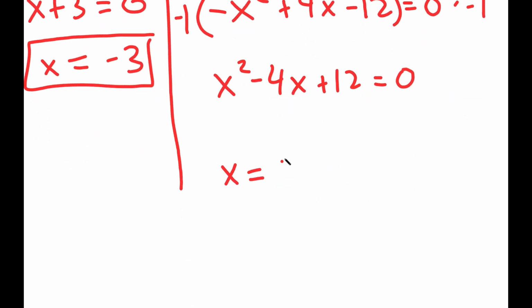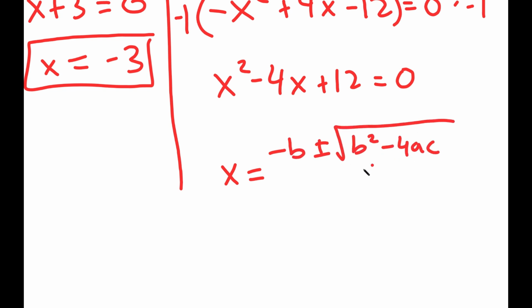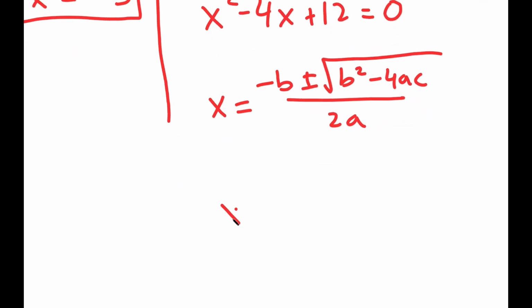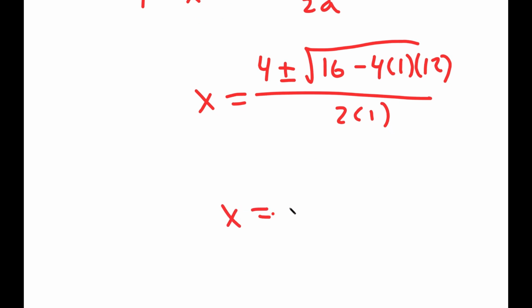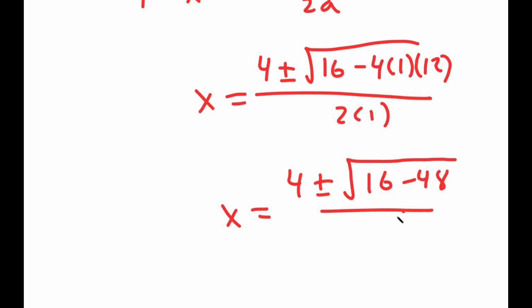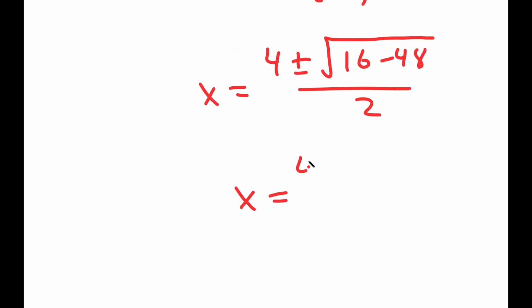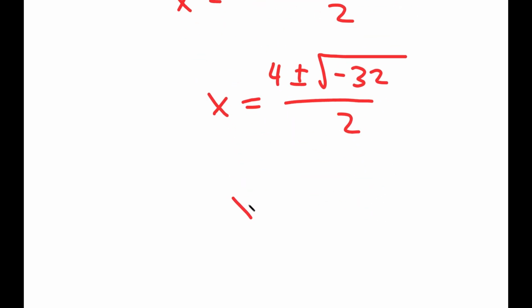Now to solve this, I'm going to use the quadratic formula, which is negative b plus or minus the square root of b squared minus 4ac all over 2a. So this turns into 4 plus or minus the square root of 16 minus 4 times 1 times 12 all over 2 times 1, which is equal to 4 plus or minus the square root of 16 minus 48 over 2, which is equal to 4 plus or minus the square root of negative 32 over 2, which is equal to 4 plus or minus the square root of 32 times the square root of negative 1 over 2.